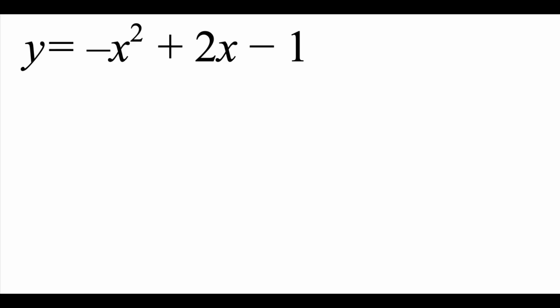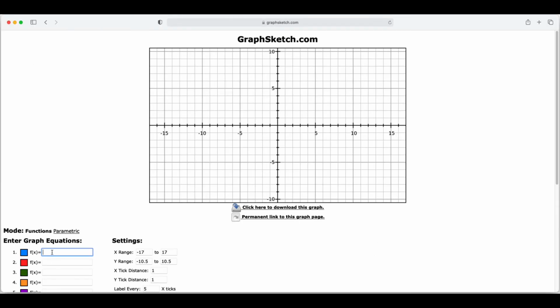Taking a look at this example, we've got the equation negative x squared plus 2x minus 1. So I'm going to bring up that website again. I'm at graphsketch.com. The first thing I want to do is get that equation typed in. So negative x, and then I need my caret key for the squared, plus 2x minus 1. I hit Enter, and it'll give me that picture.